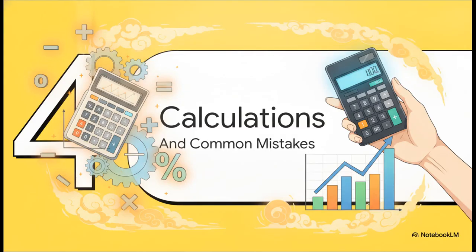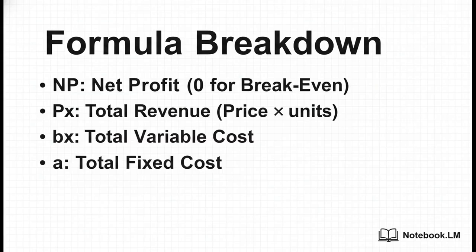Finally, Section 4, calculations and common mistakes. Okay, math time. The absolute most crucial part here is understanding the net profit formula and knowing exactly what every single symbol represents before you start plugging in numbers. So NP stands for net profit. PX is simply your price multiplied by your units, which gives you total revenue. The BX part, that's your total variable cost, and A is your total fixed cost.